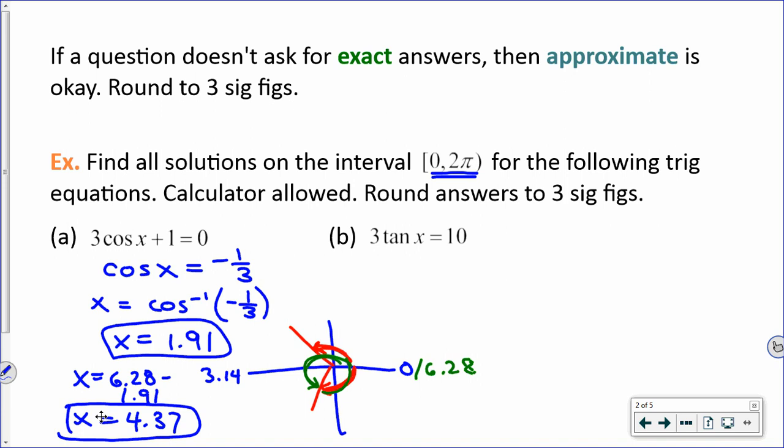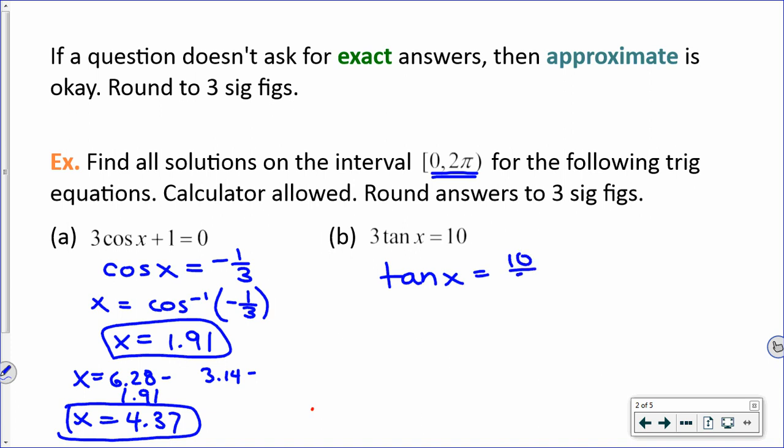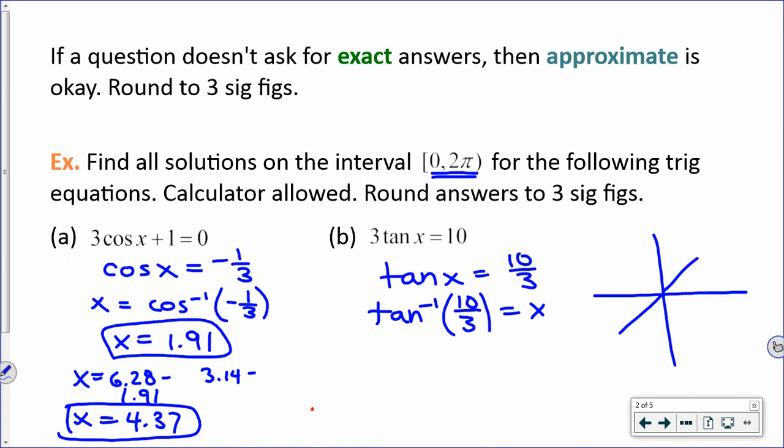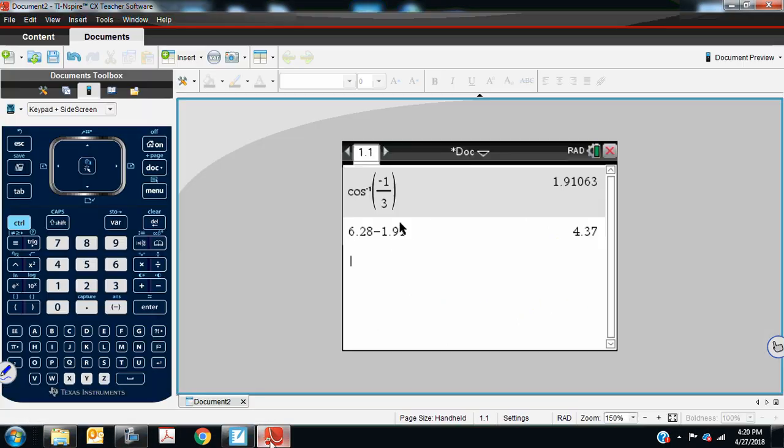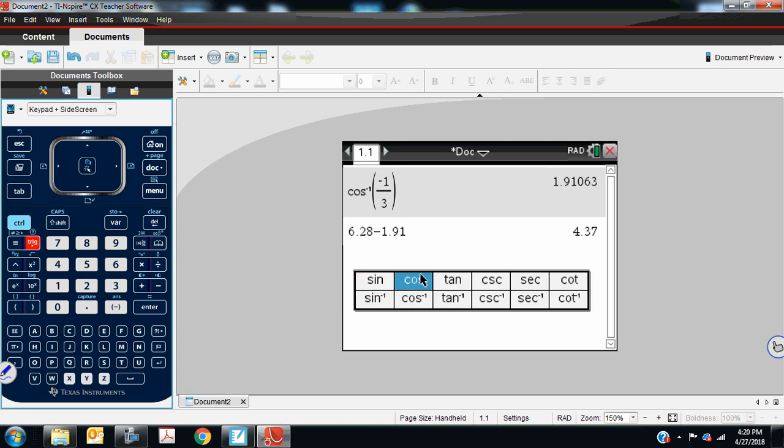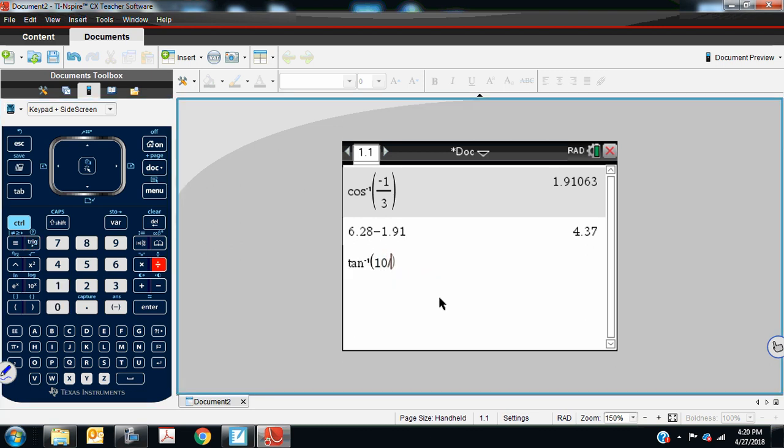Similarly, in this tangent equation over here, we're going to start by dividing by 3 so we can isolate the tan function. So tan x equals 10/3. And then we're looking on the coordinate plane to think about where tangent can be positive. So tangent can be positive in quadrants 1 and 3. So when we do inverse tangent on the calculator to figure out what x is, it's going to give us one of those two answers, probably quadrant 1. So we'll go to the calculator and do inverse tangent of 10/3. We're still in radians, so it's going to give us a radian answer, 1.28.